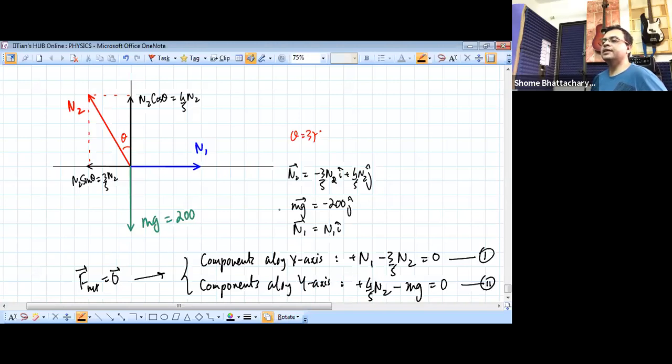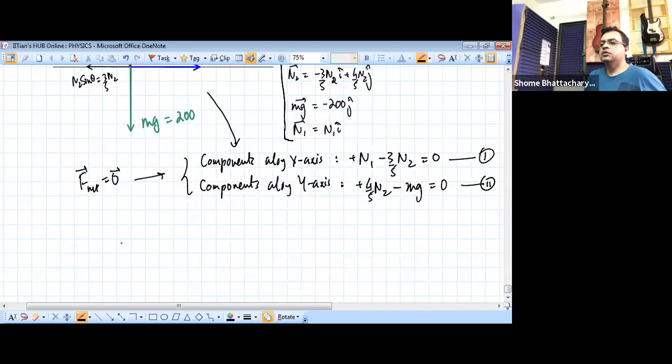So the whole point is I can come to these equations directly from the diagram. I can skip this step over here of writing them in component form. This is not really necessary. Okay, clear? So now solve the second equation first.